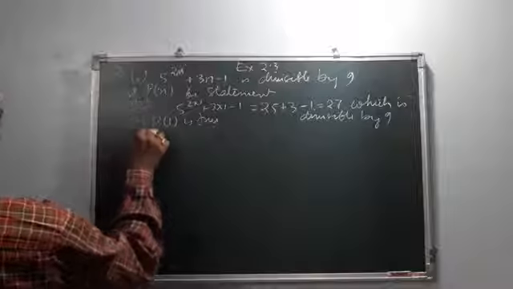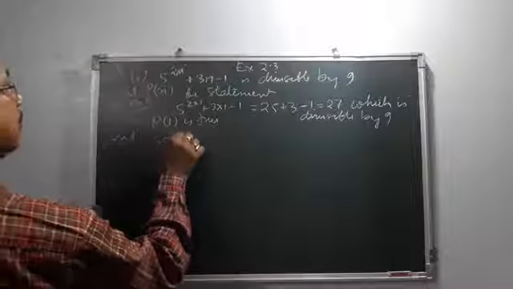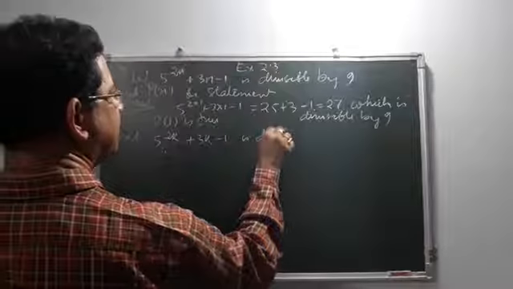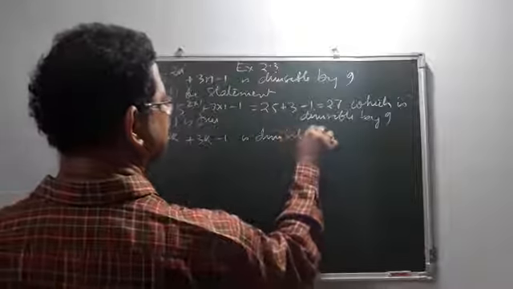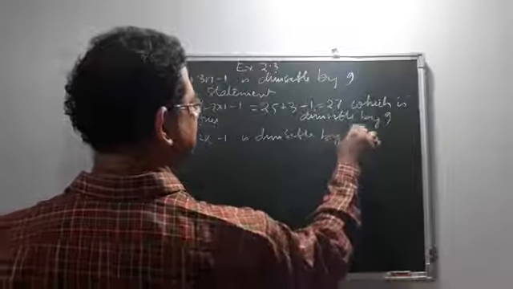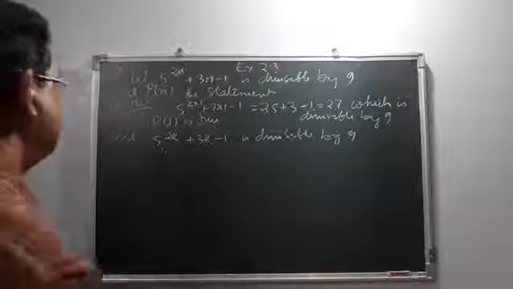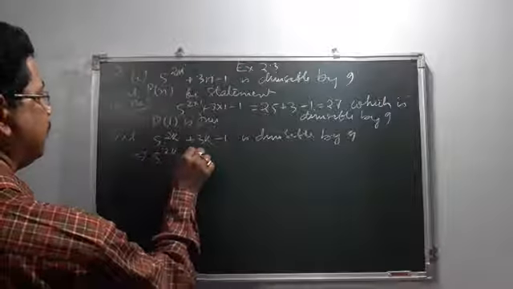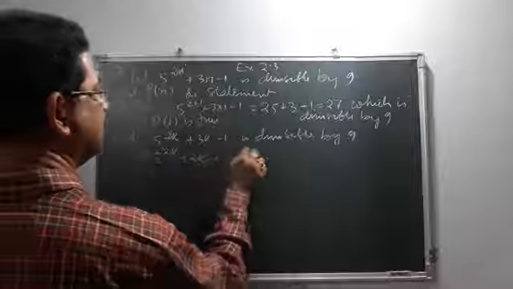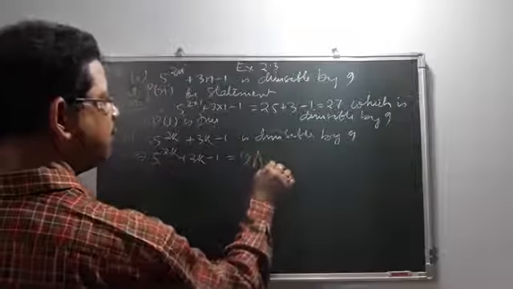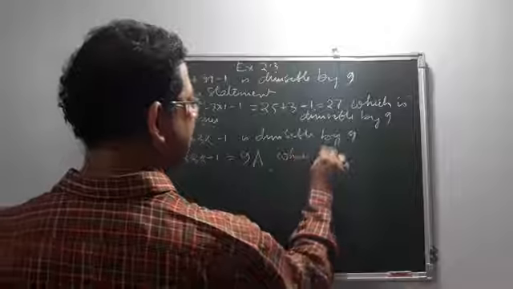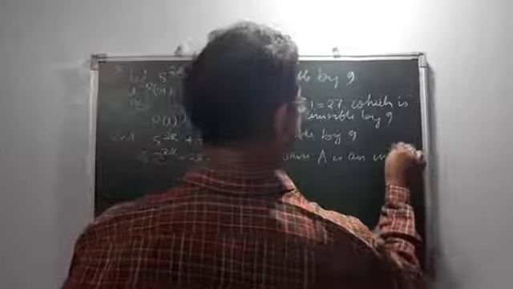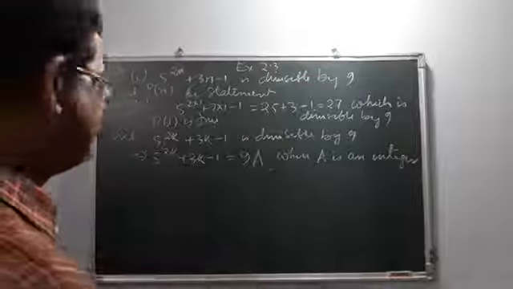Let 5 to the power 2k plus 3 to the power k minus 1 be divisible by 9. Yes, this term is divisible by 9. So we can write, it implies 5 to the power 2k plus 3 to the power k minus 1 is equal to 9 into a, suppose one integer a, where a is an integer. Yes, I have written this one.